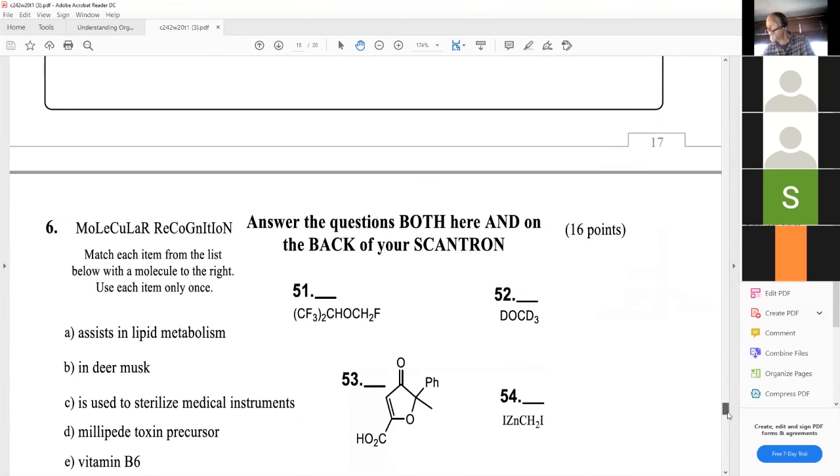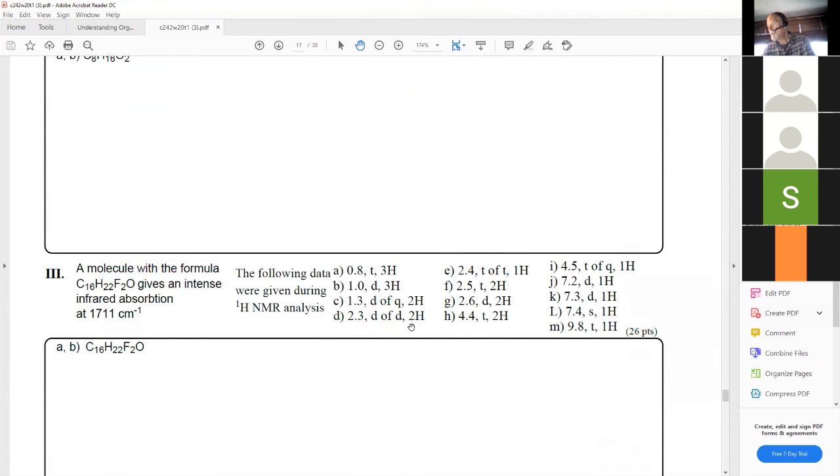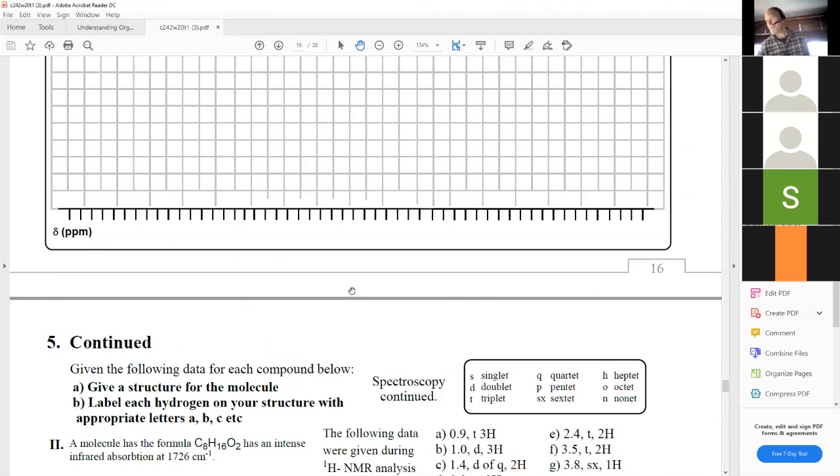No, not that, we skipped that. No molecular recognition during COVID. Hold your applause.